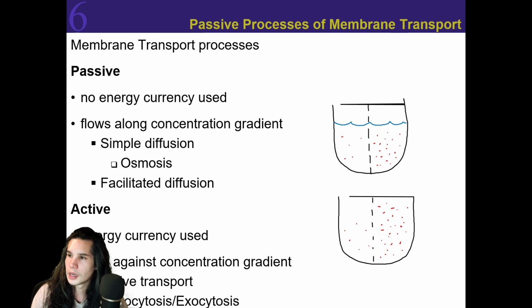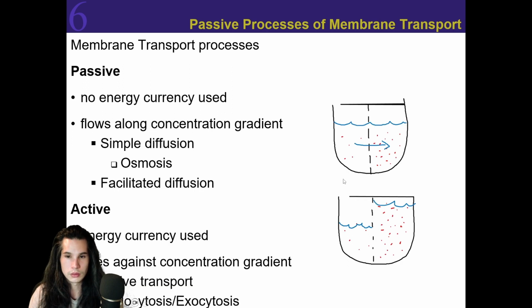And so typically what you're going to have happen is the water will decrease in level on one side and increase in level on the other side. So you're going to have water that moves in this direction. Water will move in the direction where there is more solute. So water moves to where there's more solute with osmosis.